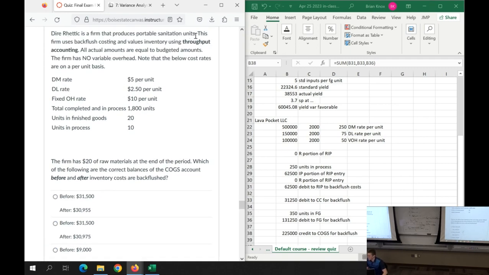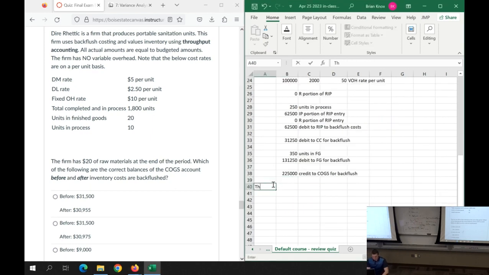All right, so we use backflush costing, we use throughput accounting, and we have rates here. Well, we can still use that. I don't think I've gone over a problem exactly like this, although you certainly saw it on the 8-2 quiz. A good number of you did anyway. So this is a throughput accounting question, COGS before and after.